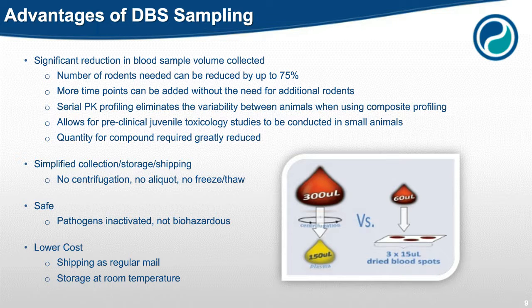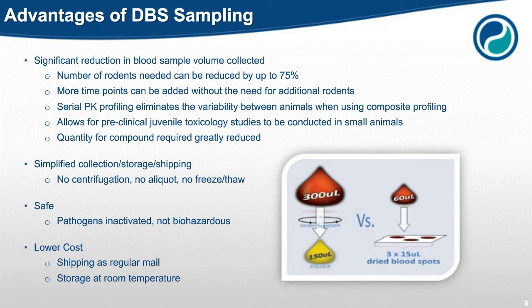When plasma sample is collected, only composite profiling is possible. And serial PK profiling can generate much more reliable and consistent PK profiles because all the time points are collected from the same animals. While in composite profiling, the animals are bled alternately and at different time points. And the variability between animals can be very large, especially for PO dosage. For clinical studies, DBS sampling is also more patient-friendly, especially for pediatric studies or studies with critically ill patients.